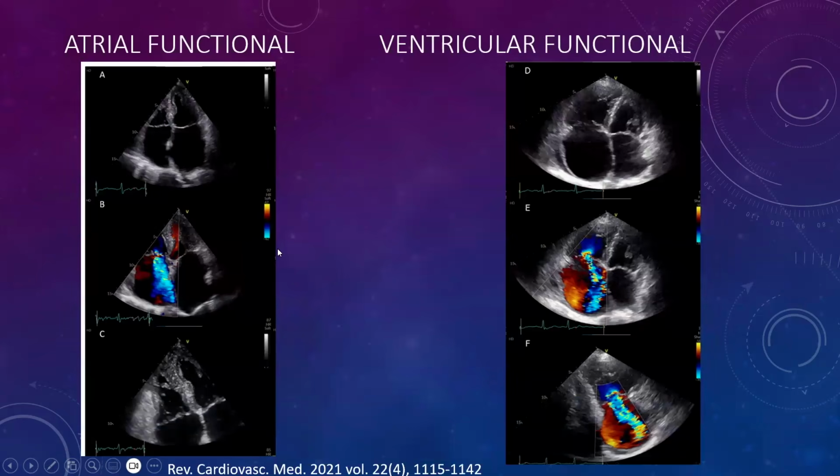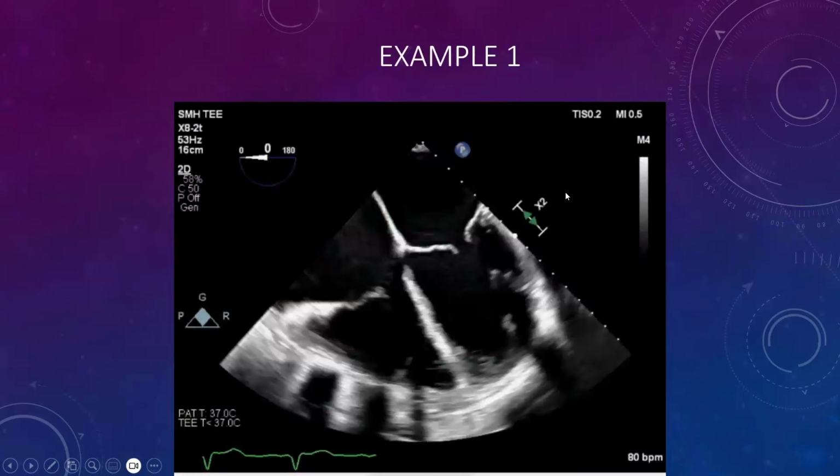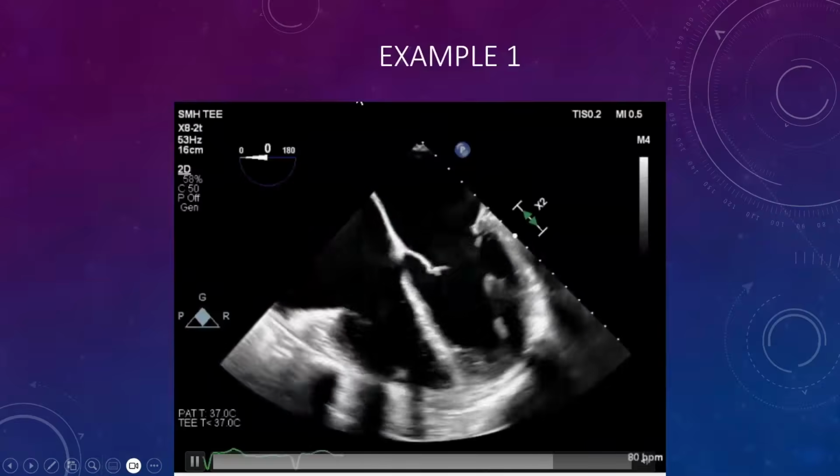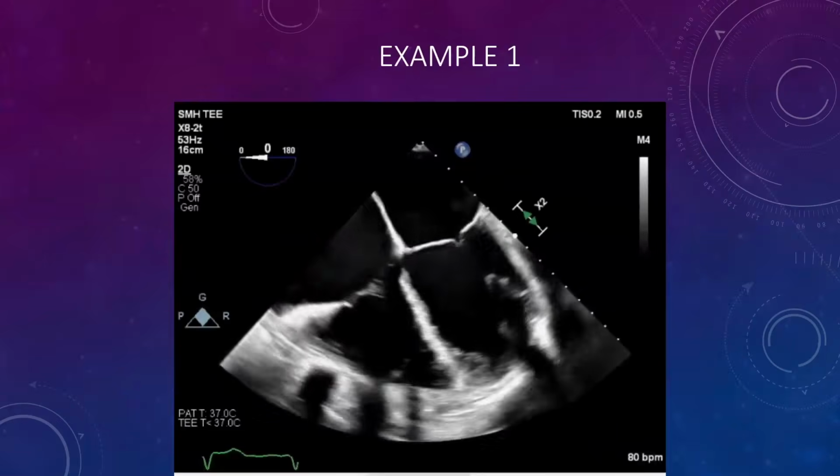So here's an example. This is a non-moving image, just so I can show you an example, and then I'm going to show you some moving images. You can see here the atria are big, the ventricles are not so big. This is an example of atrial functional versus the ventricular functional, where you see the leaflets are more tethered up here, and you see the ventricular dilatation here, as well as some atrial dilatation. Okay, so we're going to go through some examples here. Example 1.